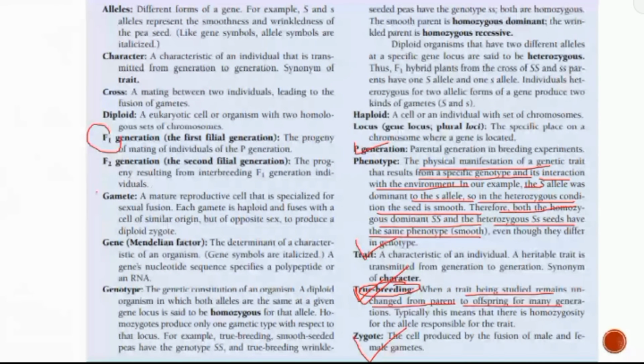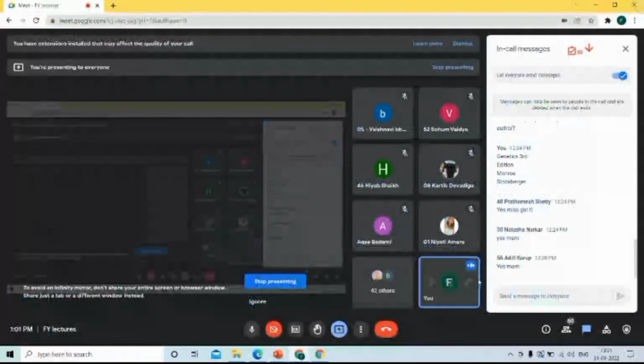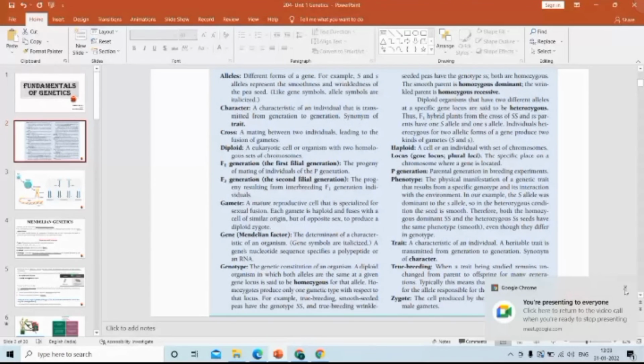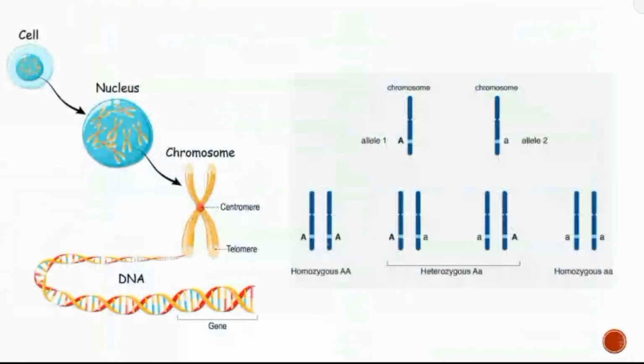Zygote means after the gametes fuse. Gametes are haploid, having a single set of chromosomes. Whenever they fuse with each other, they lead to the formation of a zygote that will be diploid. Understood all the terms? Basically, this will be considered true breed.